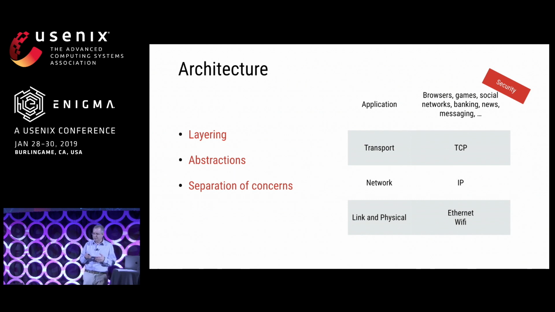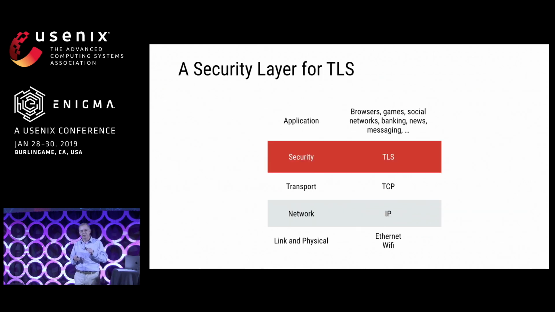Okay, so I promised you that we're going to find a holy grail. We're going to use these same principles, layering, abstractions, and separation of concerns, and see, can we design a better solution for TLS? So we're going to start off with layering. We're going to implement a security layer that has TLS. An application should be able to call this layer and not worry about how TLS is implemented, right? That's the separation of concerns. It's also the proper use of layering here.